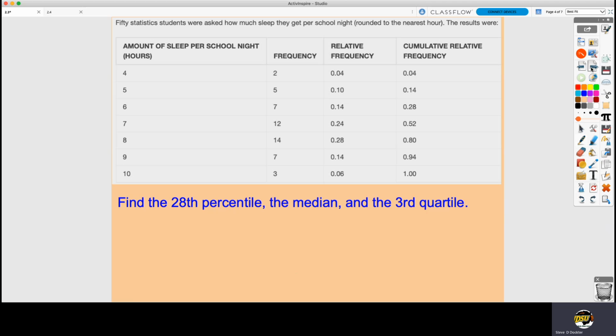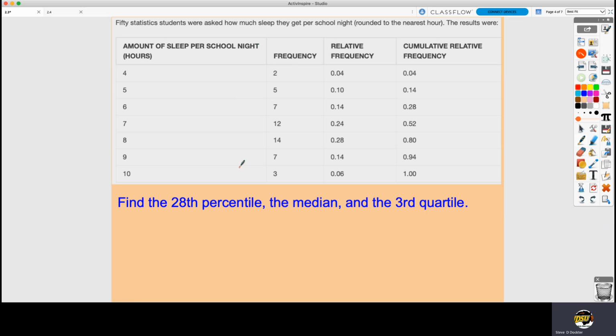All right, something new here. For this one, we have 50 statistics students. We're asked how much they slept the night before. Rounded to the nearest hour, the results are shown in our chart here. Okay, so we talked about those, how to find this last chapter. All right, so what this says here is we have 2 students that slept 4 hours a night. Okay, 5 students that slept 5 and so on.